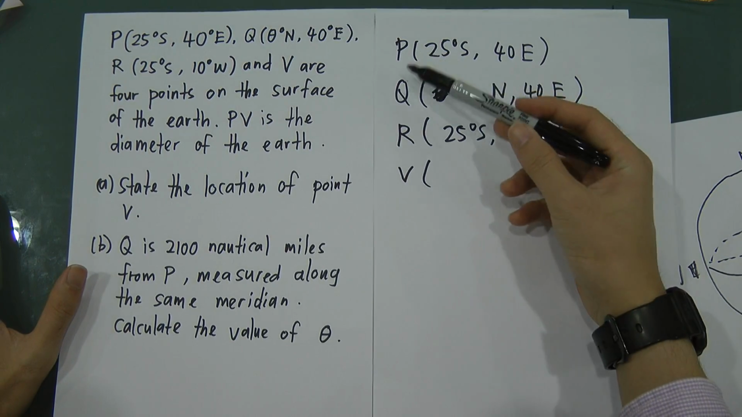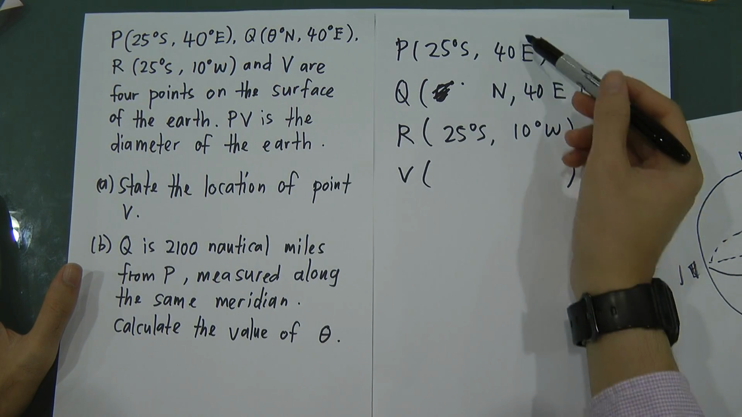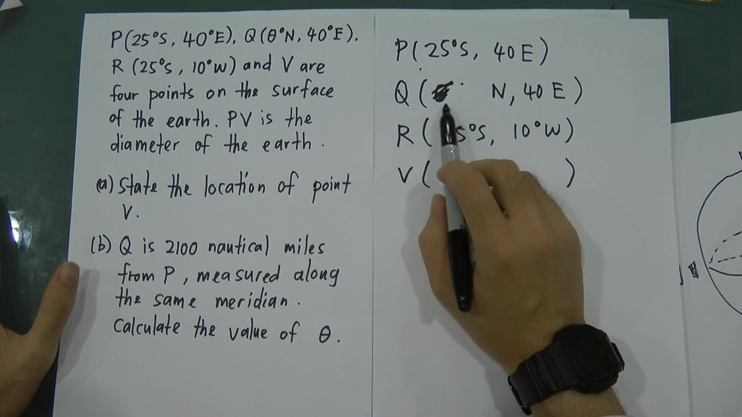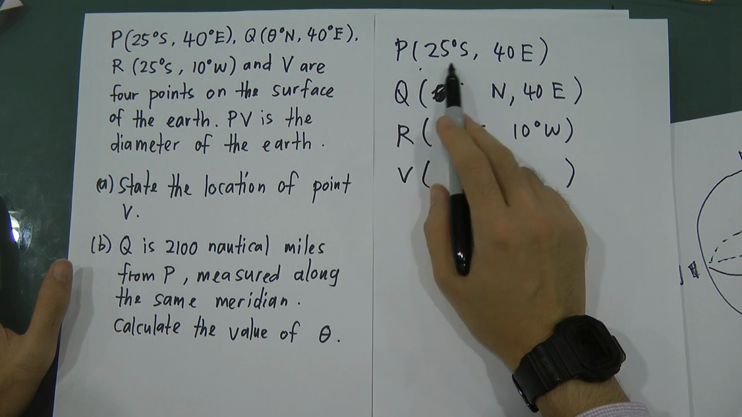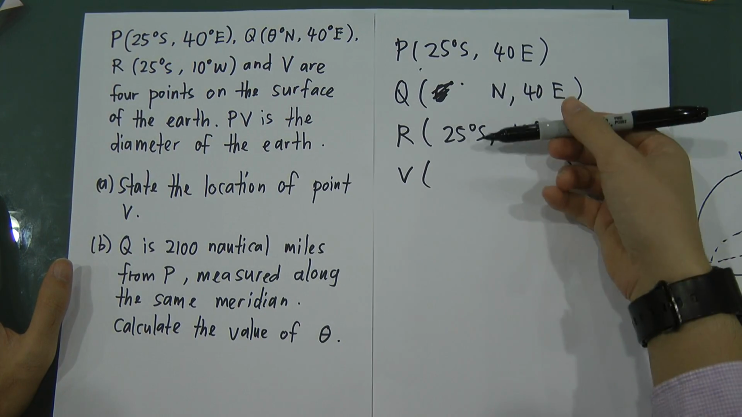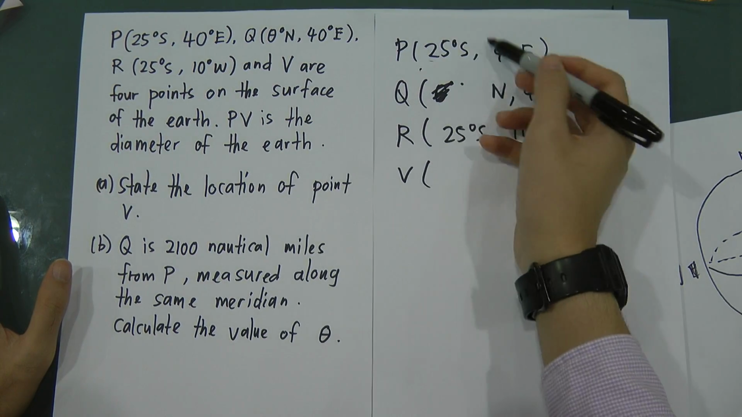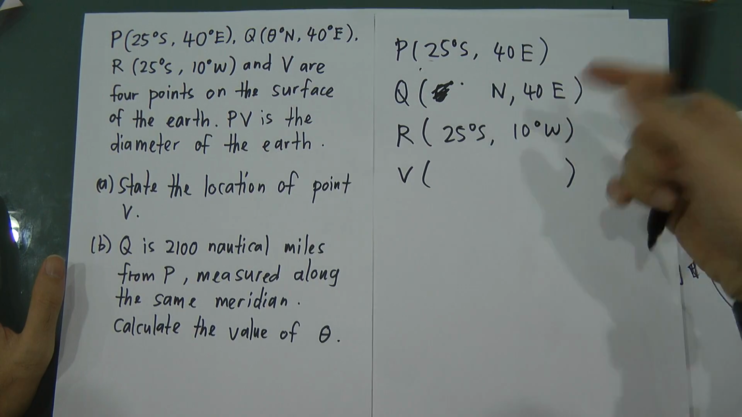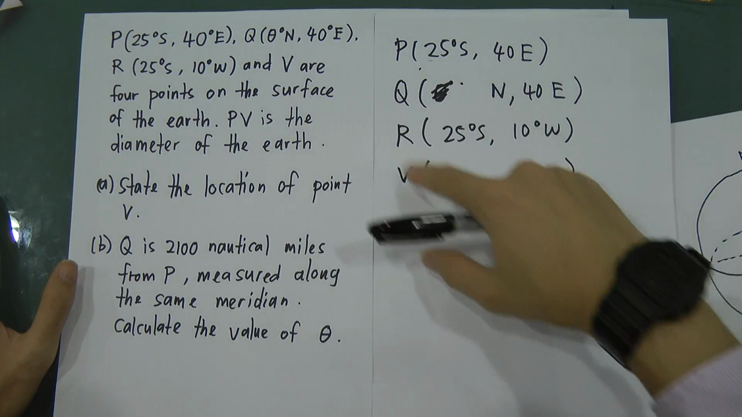First, look at P and Q. I know at least they are on the same longitude, because this is 40E and this is 40E also, so they move along their latitude. If I want to find the distance, I just take the angle multiplied by 60. For P and R, I know they have 25S and 25S. This means they have the same latitude, so they are moving along the longitude. The angle between them is very easy, it's 50 degrees. So I can get the basic information purely from the locations themselves.